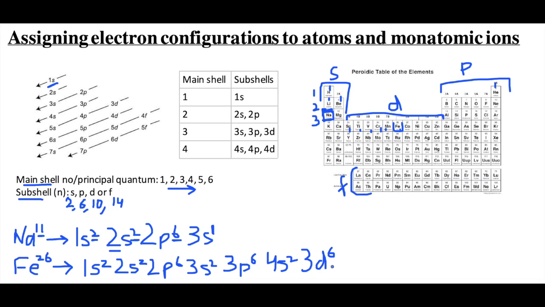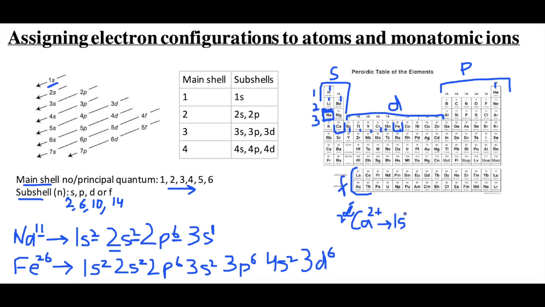Now we will do an example to determine the electronic configuration of a monatomic ion. So let's find the electronic configuration of the calcium ion, which has a 2 plus charge. First of all, we will find the electronic configuration of the calcium atom. The calcium atom is over here and it has 20 electrons. So we need to fill the subshells to have 20 electrons.